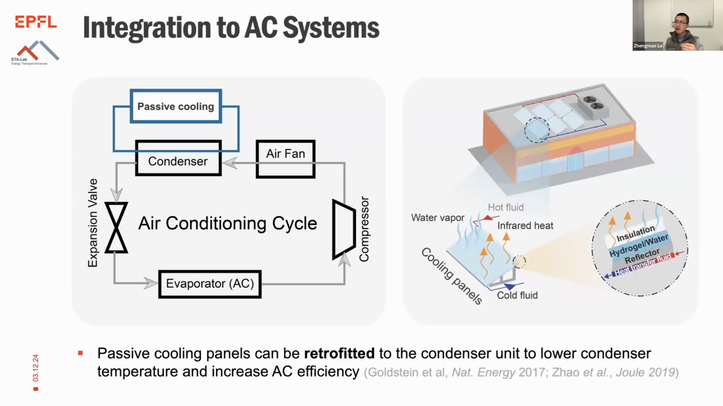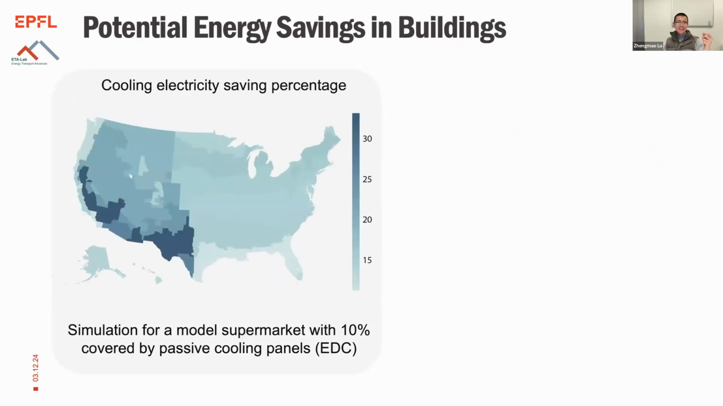And this is also what we are trying to do now, and we already did some simulation. In this case, I'm simulating the energy saving for a model supermarket, a DOE prototypical building. The conclusion we're showing is that with 10% of the roof covered by the ICER cooling panels, you can already have a pretty nice annual energy saving in the majority of cases. This is showing every county in the United States based on its local climate zone.